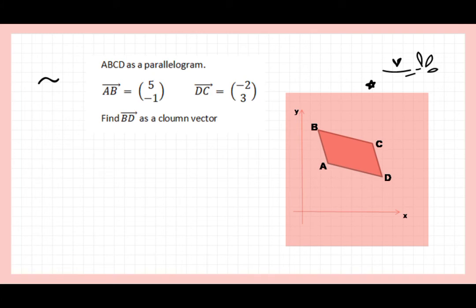Question number 2 displays A, B, C, D as a parallelogram. We have vector AB is (5, -1) and vector DC is (-2, 3). Find vector BD as a column vector.